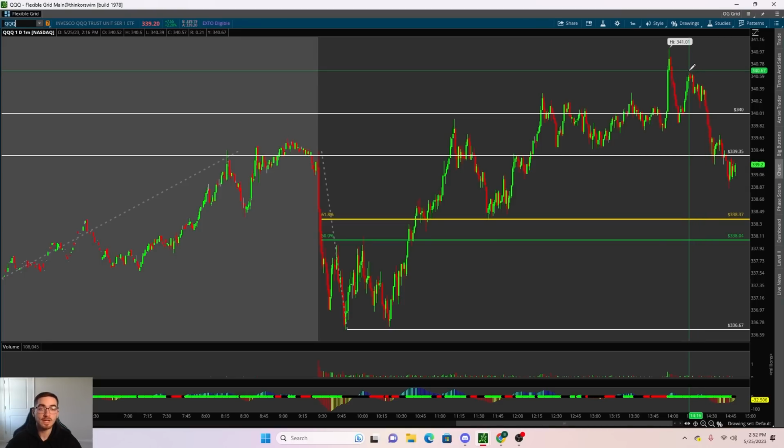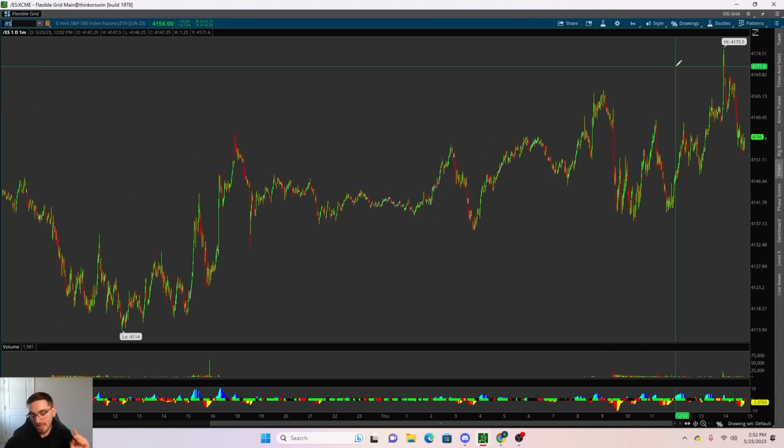So when I'm trading SPY and QQQ, I do my analysis on both, again, support and resistance, as well as Fibonacci, but I save the supply and demand for the ES and the NQ.